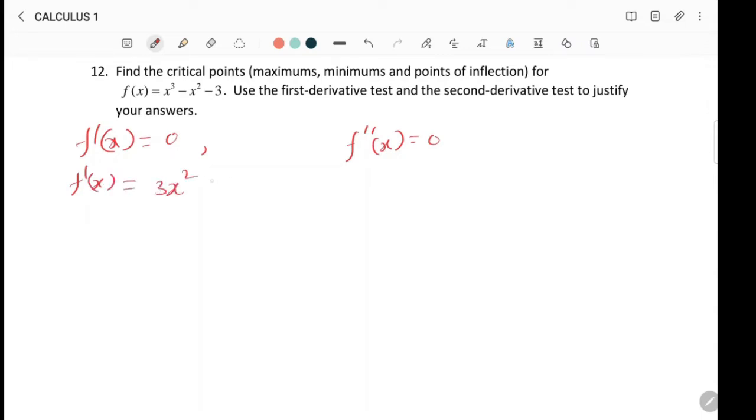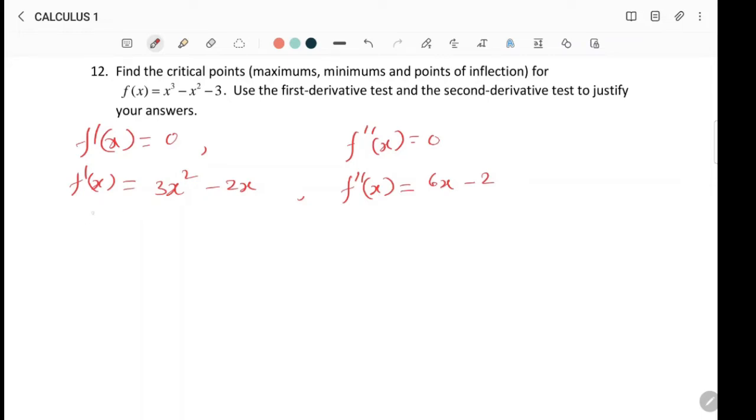This is 3x square minus 2x, right? x cube differentiation 3x square and minus x square differentiation is minus 2x. So 3x square minus 2x, f dash x. And f double dash x, we can differentiate it again. So this is 6x minus 2.